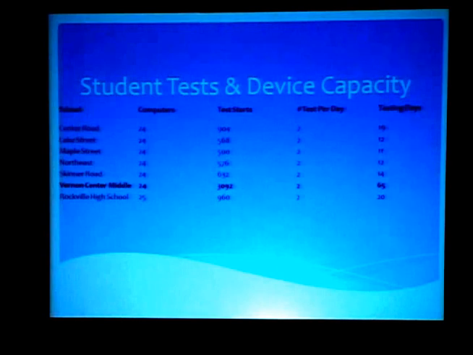And so now we're very quickly starting to see how some of our computer resources are not quite up to speed. If you take a look at our Center Middle School, this is probably the one that's the most shocking. 3,092 tests at 2 test cycles a day. We will be able to do 65 days in order to take that test. So obviously that is getting into an area where it's not very practical.